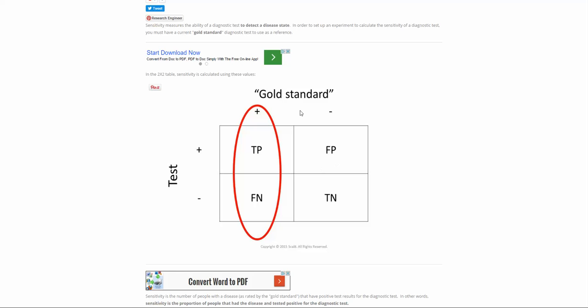Here's the 2x2 table associated with diagnostic testing. Over here you have your diagnostic test, and up here you have your gold standard. You have positivity and negativity for the diagnostic test, and positivity and negativity for the gold standard. With sensitivity, we're focusing on this part of the 2x2 table.